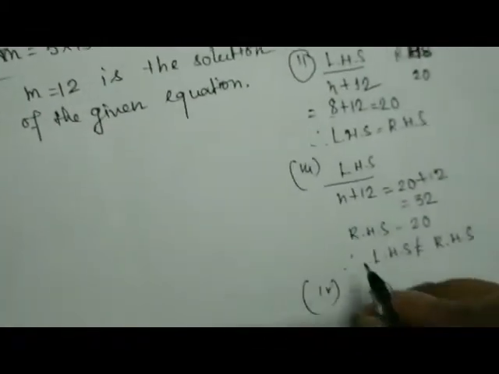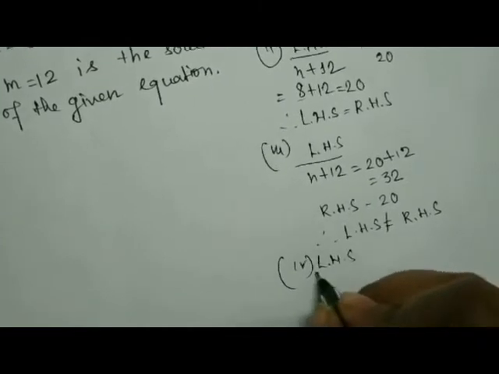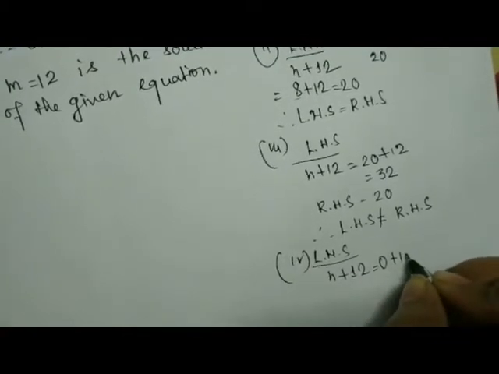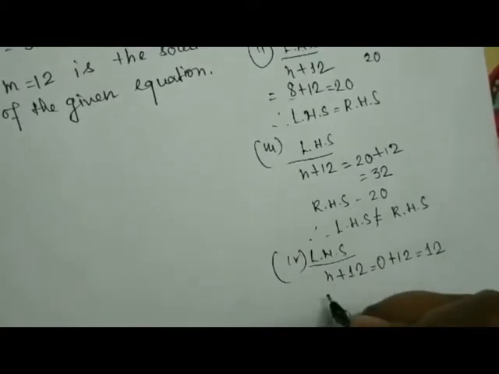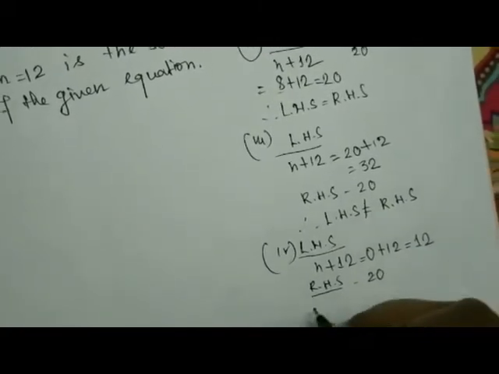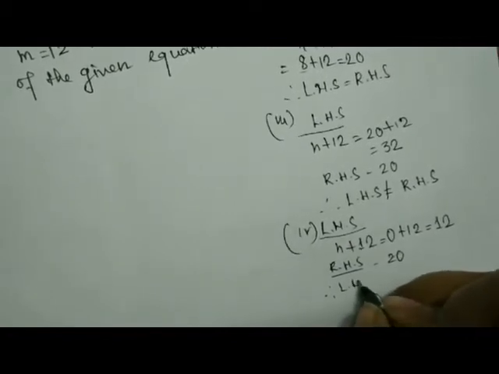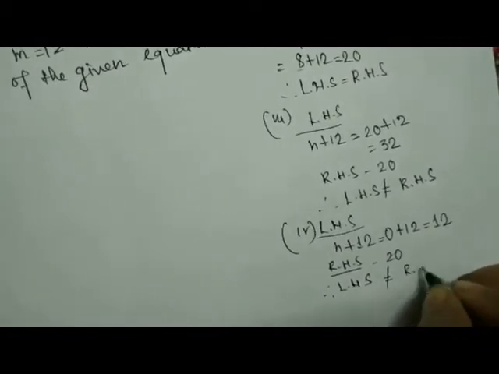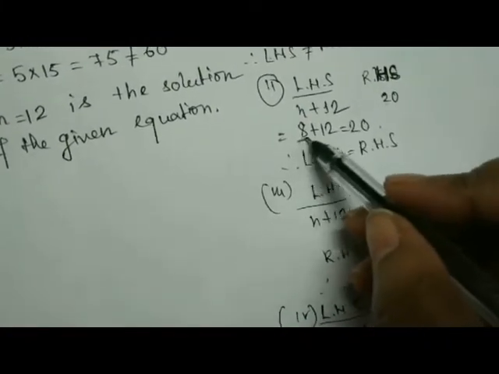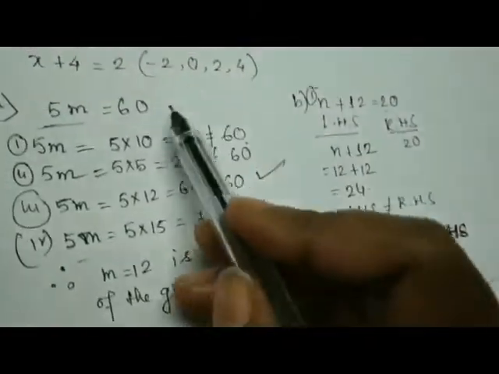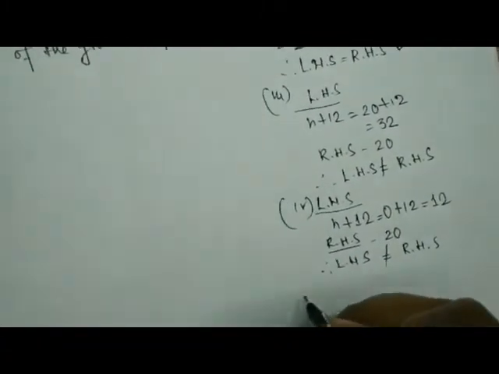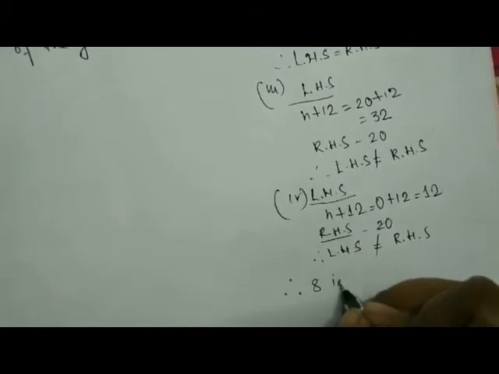So let us put 0 here. On the left hand side again we will put n plus 12, and in place of n we will put 0. So 0 plus 12 is 12, and on the right hand side we have 20. That means this is not equal. So we will write left hand side is not equal to right hand side. So here we have seen that only 8 is the solution of the given equation. So we will write 8 is the solution of the given equation.